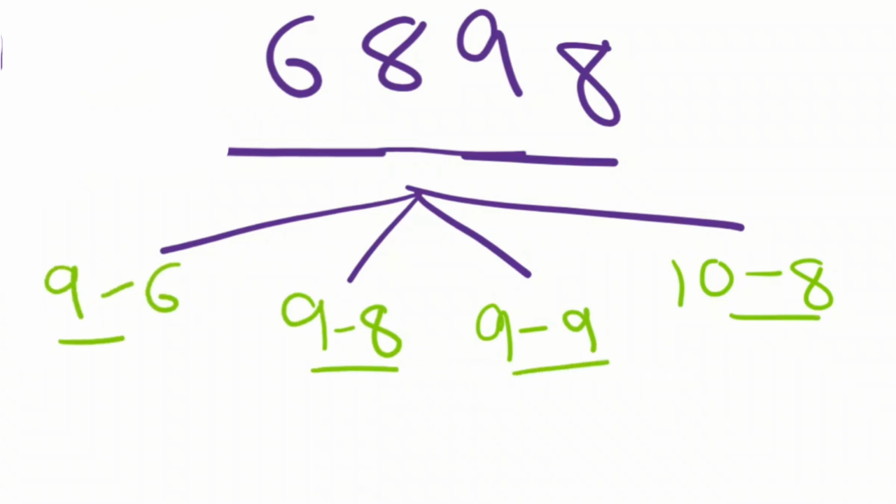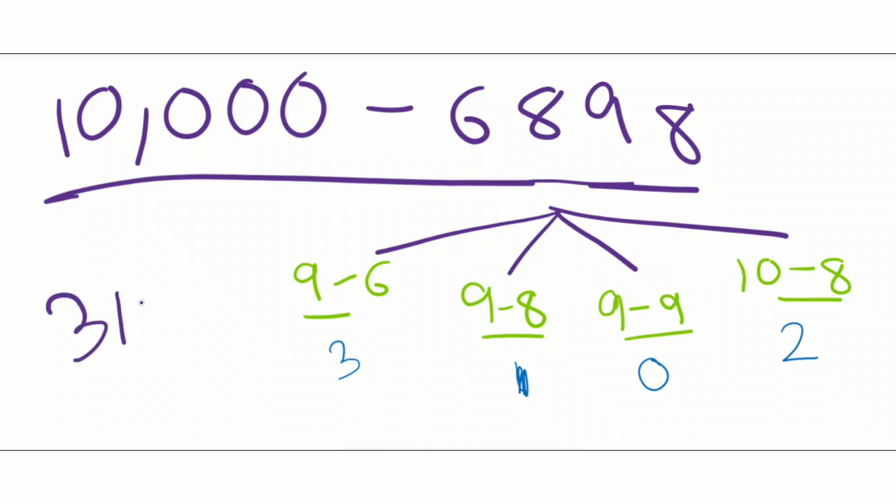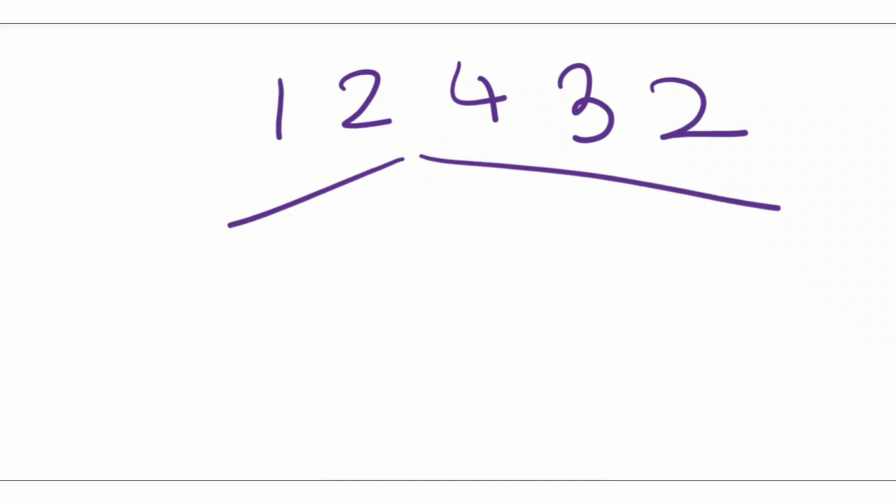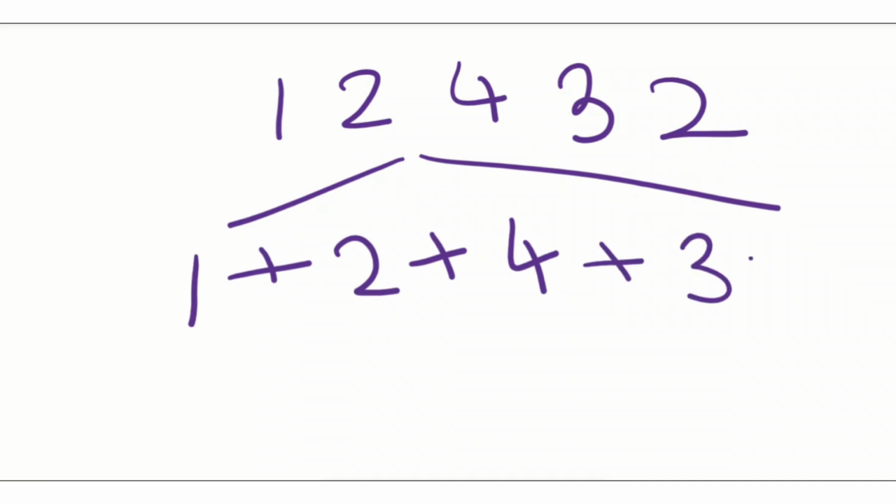Finding the values of this expression, you get 9 minus 6 is 3, 9 minus 8 is 1, 9 minus 9 is 0, and 10 minus 8 is 2. Putting them together, you get 3102, which is also the answer to the question 10,000 minus 6,898. The next question, let's move on to a bit higher digits. We have 12,432. The Nikhilam of this, the Navashesh, let's find the Navashesh first, is going to be 1 plus 2 plus 4 plus 3 plus 2.